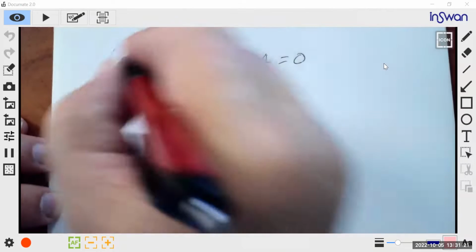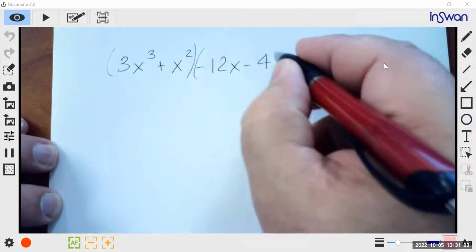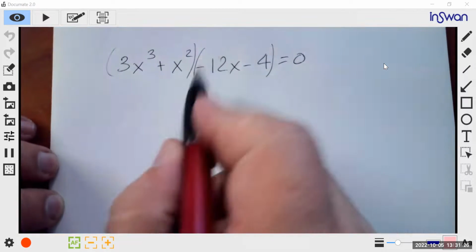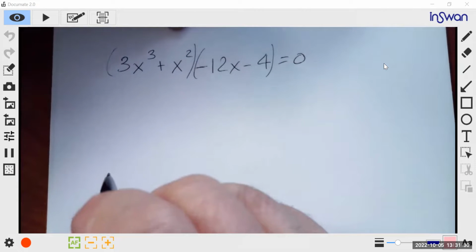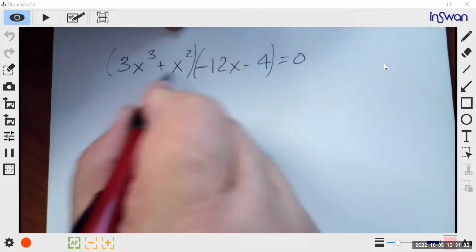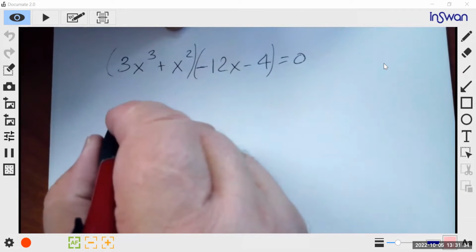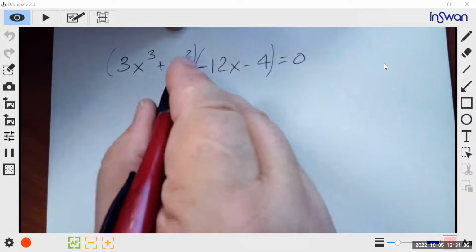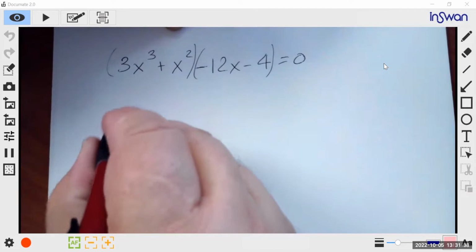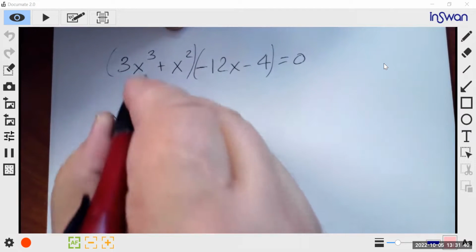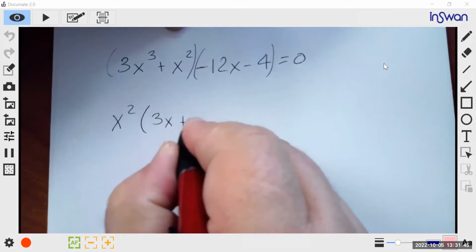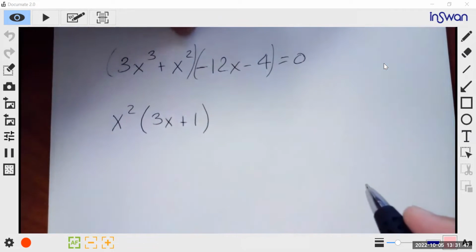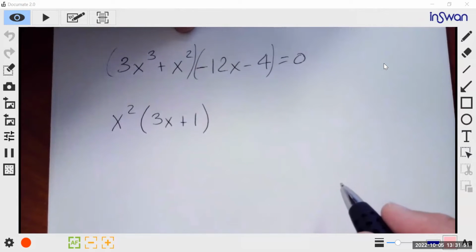Okay, so we put a parenthesis on the first 2 and the second 2. Include the negative in the middle. That's part of the function. So what do the first ones have in common? X squared. They both have 2 x's in common. So if I take away 2 x's out of both of them, I got 3x plus 1. What can I take out of the second one?